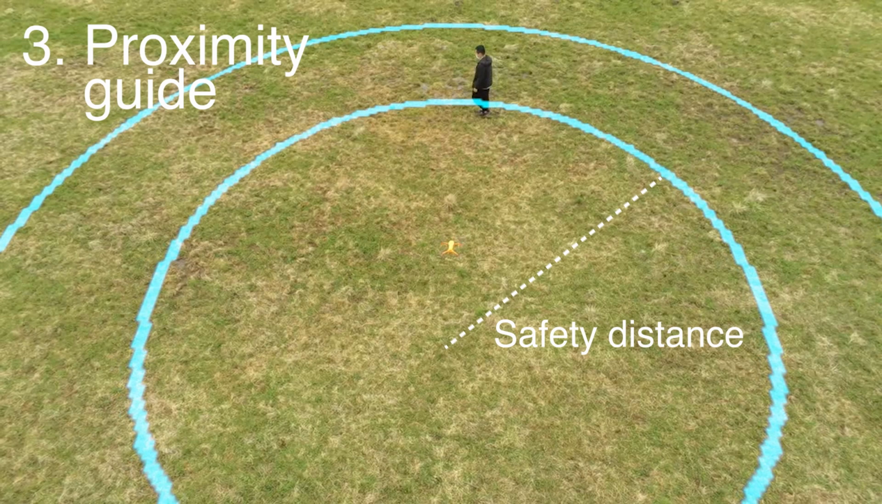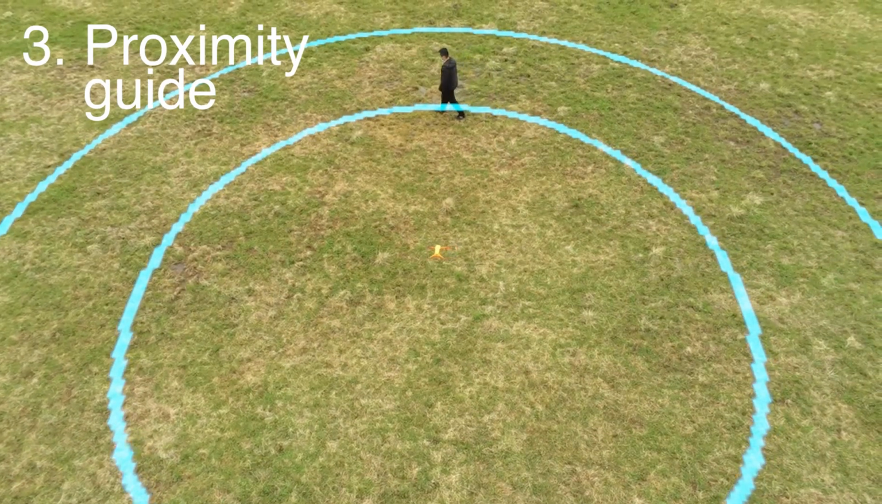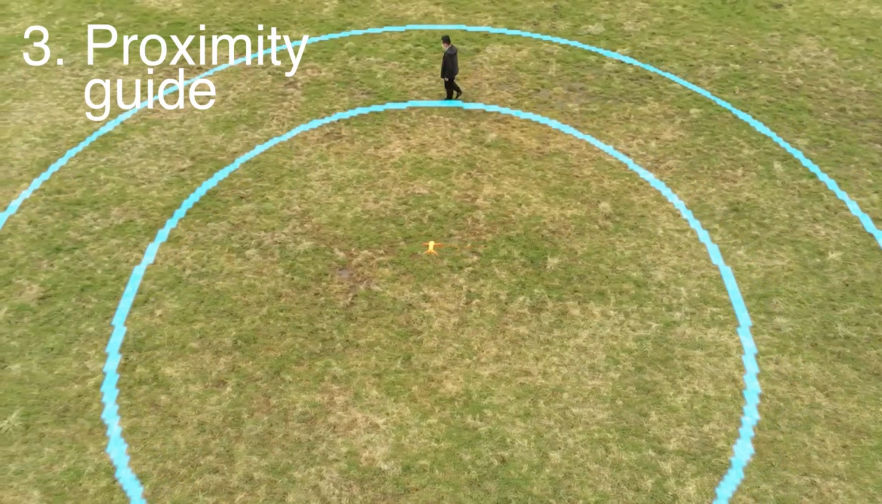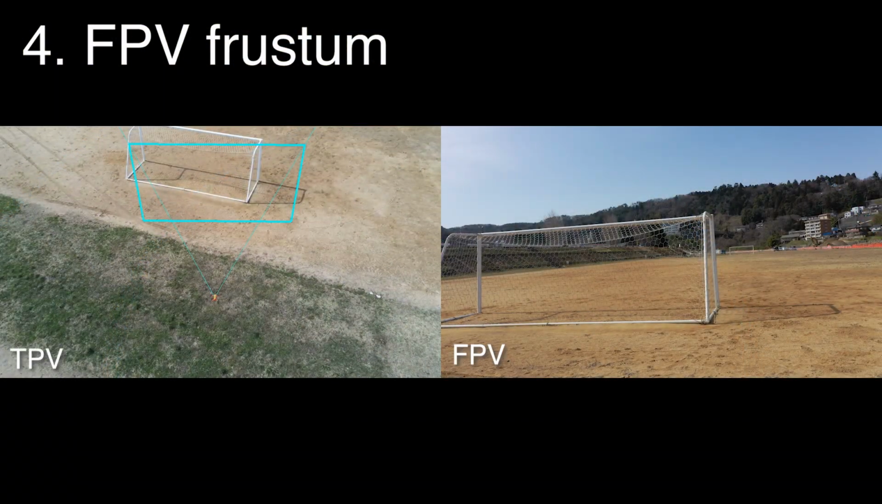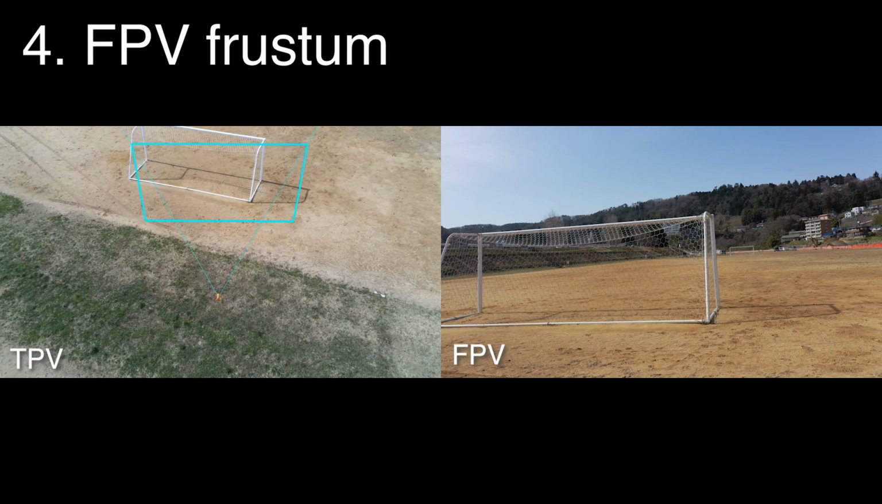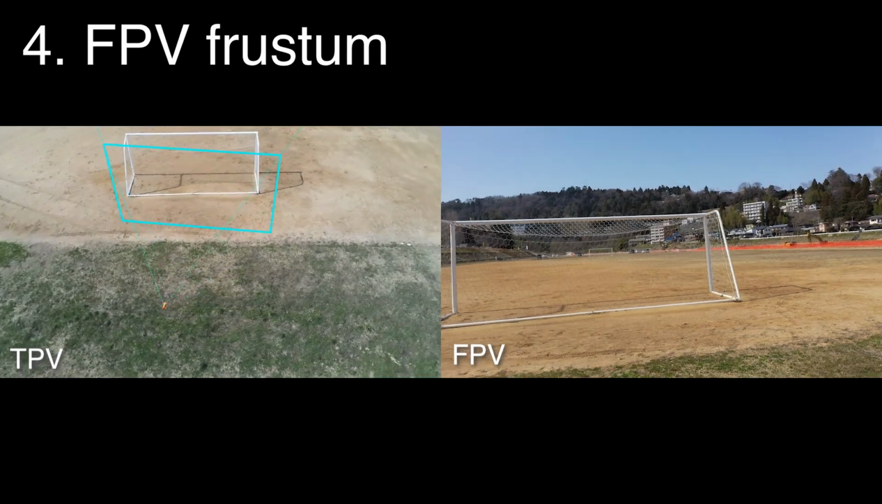We add circular distance guides, allowing the pilots to always grasp the drone-to-subject safety distance in all directions. The FPV frustum visualizes the main drone camera's FOV. The frustum's bottom edge in the TPV corresponds to the actual FPV's one, allowing for rough camera framing.